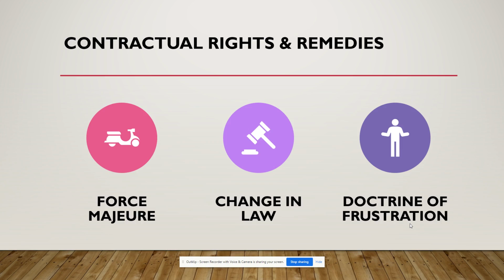These are the main three contractual rights and remedies we are going to discuss in the video. These are mainly available for dealing with the COVID-19 issue. One is force majeure, one is change in law, one is doctrine of frustration. This is common law actually; it will not be in the contract. This is the common law available in the court. So first we'll deal with force majeure.